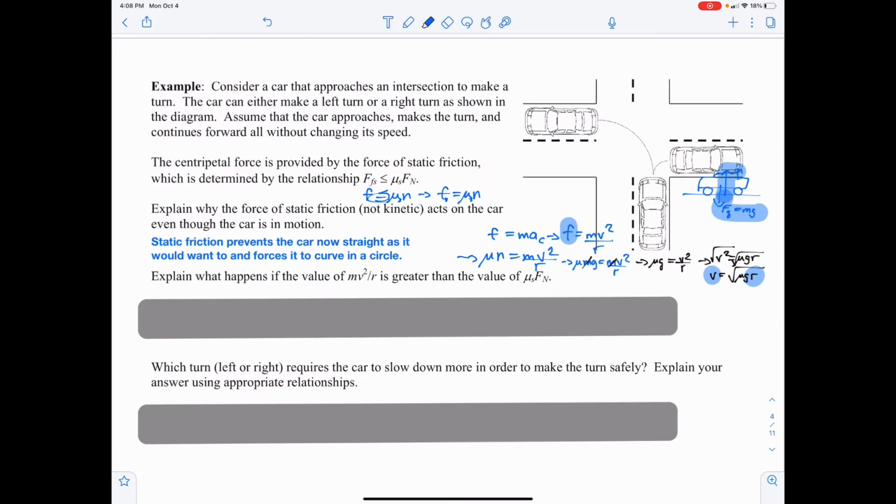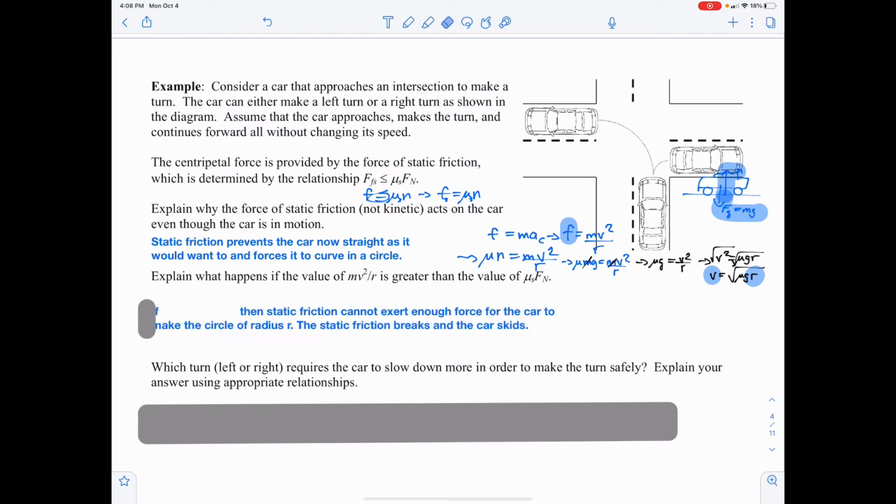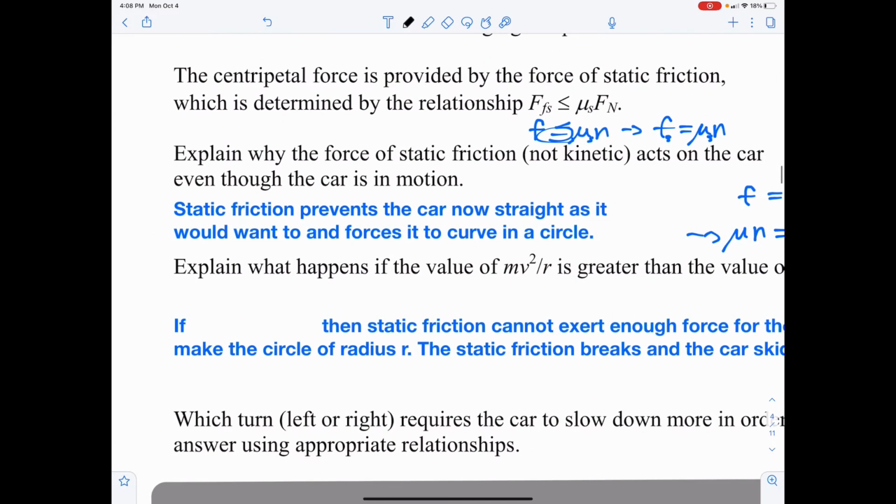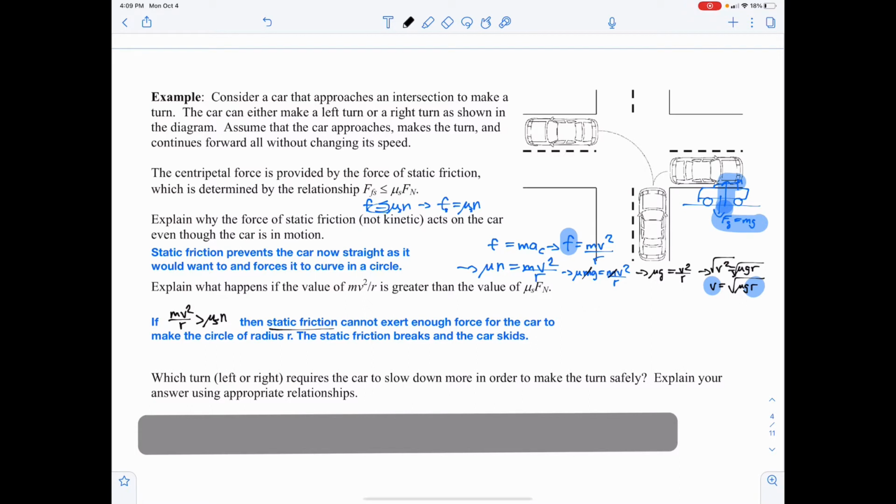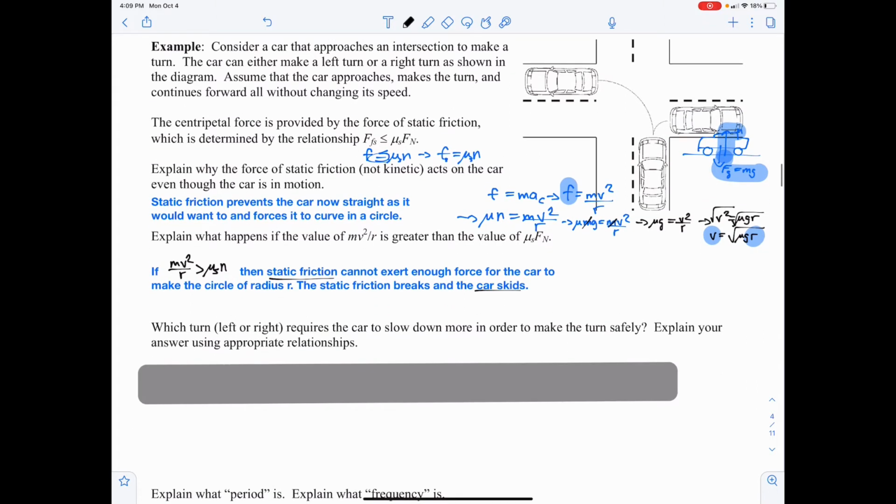So going back to the question, explain what happens to the value of mv squared over r if it's greater than mu sub s times the normal force. Well, then there's not going to be enough static friction to hold the car along that curved path, and the car's going to skid. Basically, what does that tell you? Too fast for a given radius, the friction's not going to hold.